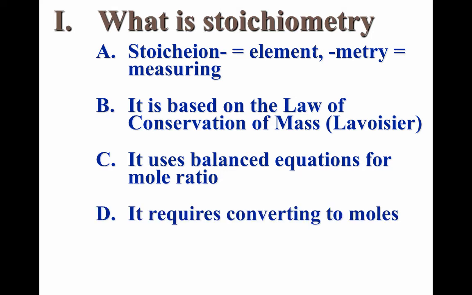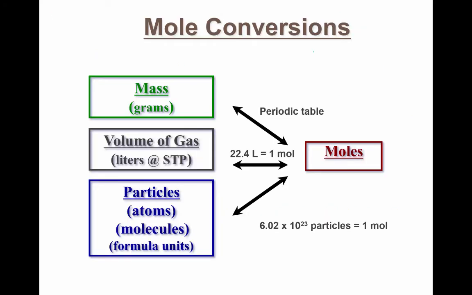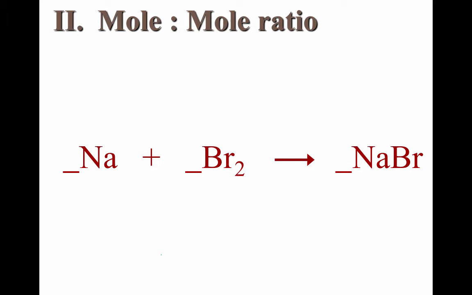The coefficients in the equation tell us the ratio of reactants and products. Stoichiometry will also require us to convert a variety of other units into moles. We might convert mass into moles using molar masses we get from the periodic table. We also see that we can convert liters of a gas into moles using the ratio 22.4 liters equals 1 mole at STP. And finally, we see that we can convert particles such as atoms, molecules, and formula units into moles using Avogadro's number. Now we'll look more at this mole ratio.